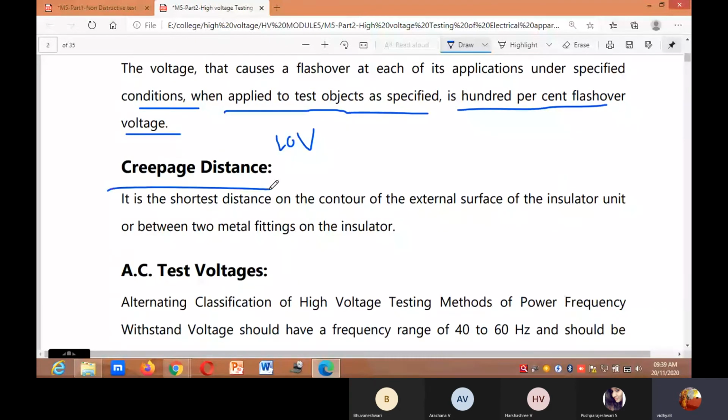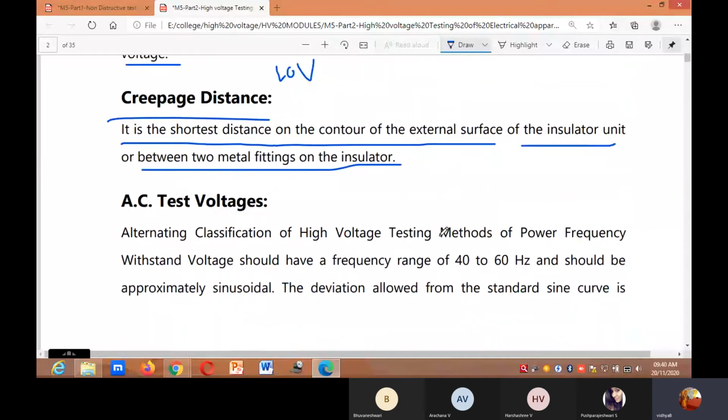Creepage distance is the shortest distance along the contour of the external surface of the insulator unit, or between the two metal fittings of the insulator.